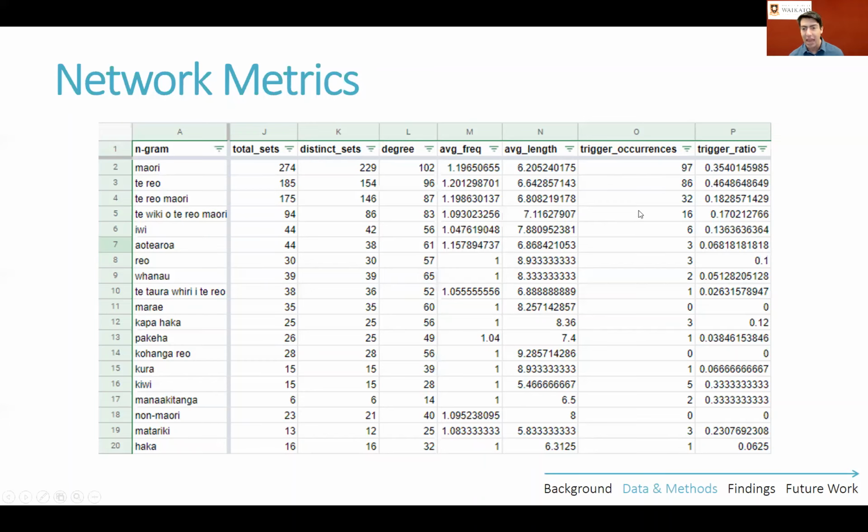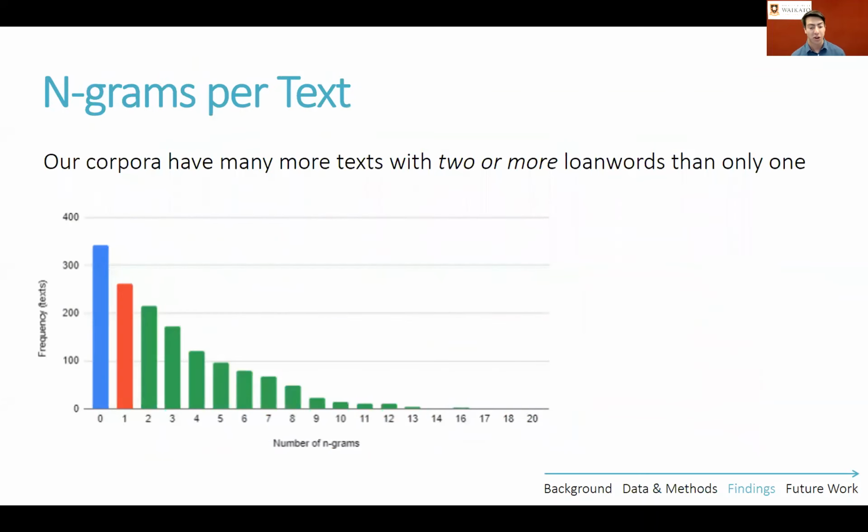And then we've got trigger occurrences, which is the number of times the engram was the first to appear in the text. So for most engrams, this is actually 0, although that's not reflected in this over here. So we think that our metrics are useful because they provide a measure of entrenchment for these loanwords. So now for some results.